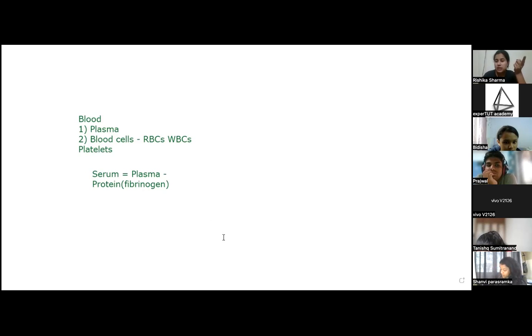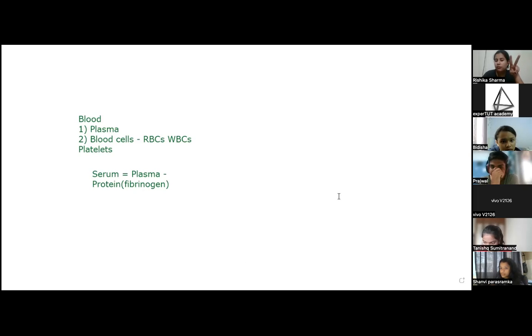Other very important thing, where are the RBCs produced? This is a general knowledge question. Come on, you can answer this. Where are the RBCs produced? Bone marrow. Yes, very good. RBCs are produced in the bone marrow.